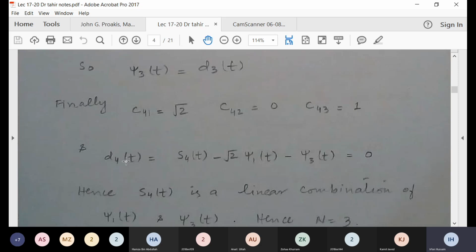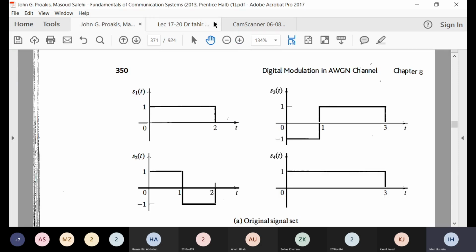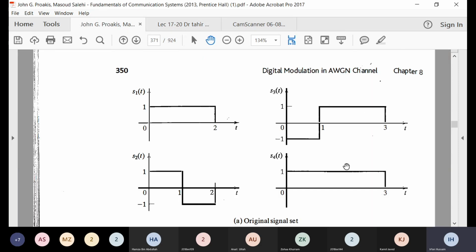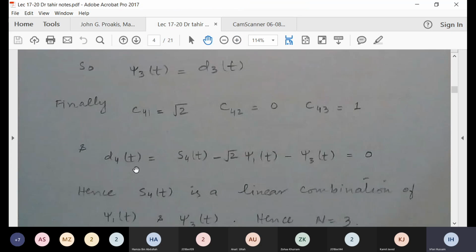Now you can find your D4, which will be S4 minus all the projections times their orthonormal basis functions psi 1 and psi 3, and you can see here that this comes out to be 0 because S4 is about 1 under root 2 into psi 1, this will also become 1, so it will cancel it in the first two halves. In the second half, psi 3 will be there, which is already 1, so it will cancel it from 2 to 3. So hence the D4 will come out to be 0.